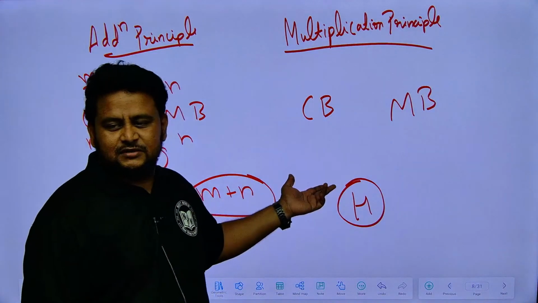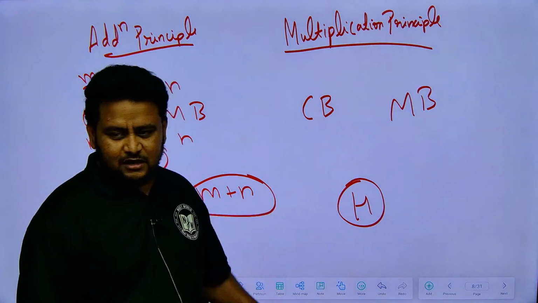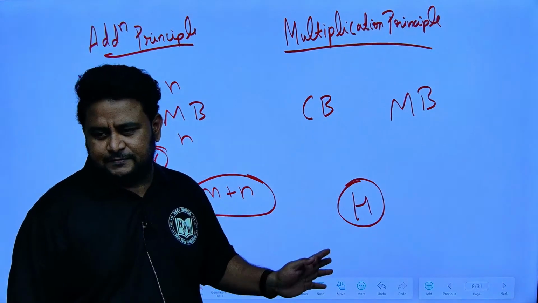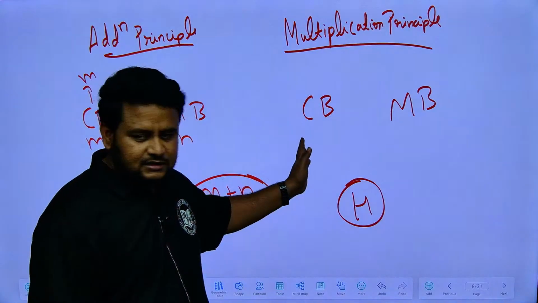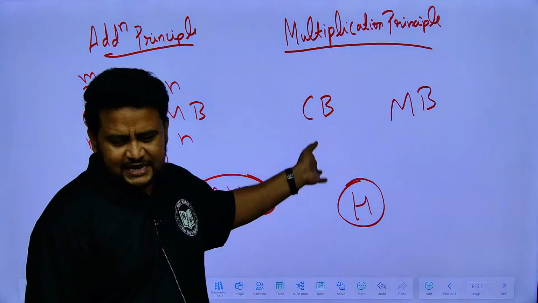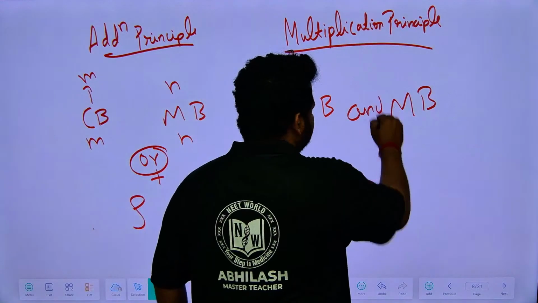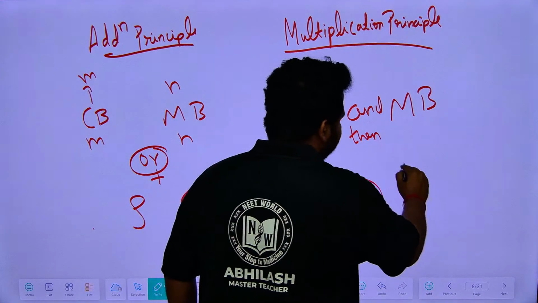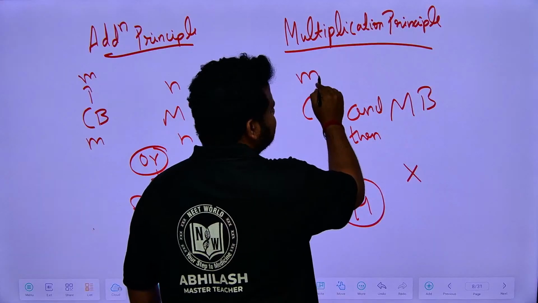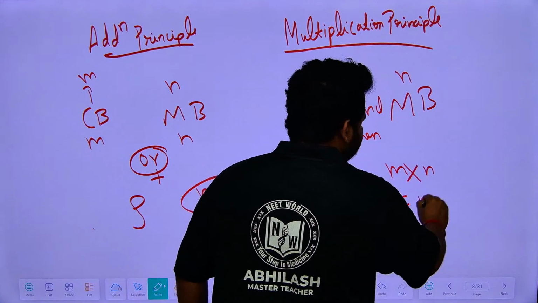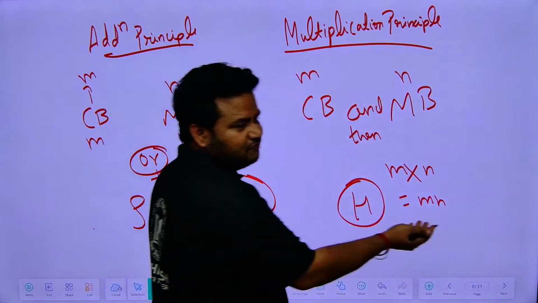First what should you eat? Chicken biryani, then mutton biryani, or in any order, but you should eat both of them. Chicken biryani, then mutton biryani, or chicken biryani and mutton biryani. If the word and or then is coming, we will use multiplication. This can be done in m ways, this can be done in n ways. So this is m into n ways, that is mn ways, or you can also write it as n into m ways.